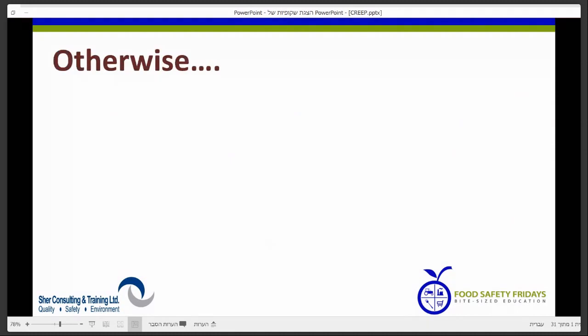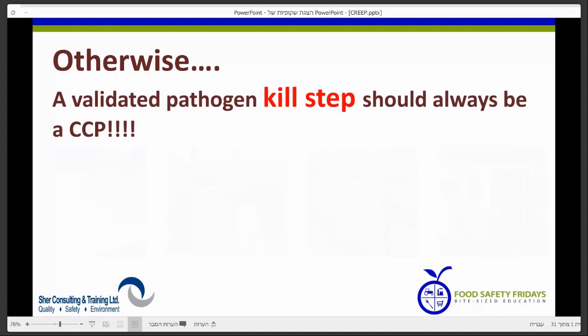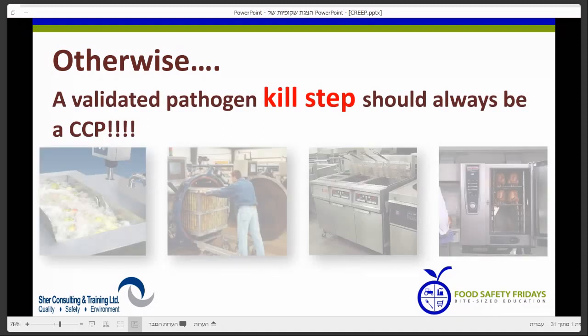Otherwise, and that's for everybody else, and that's the vast majority of processed food, a validated pathogen kill step should always be a critical control point. It could be a thermal step, it could be a disinfection, it could be radiation, it could be whatever you choose, but it must be a validated pathogen kill step.